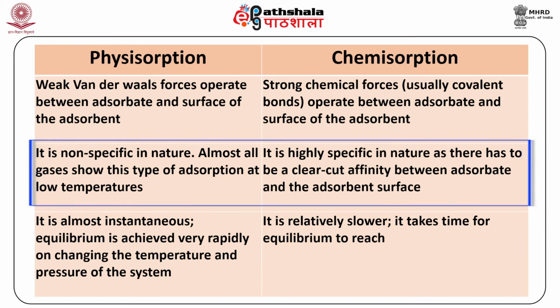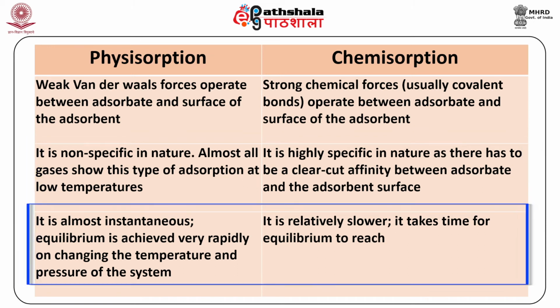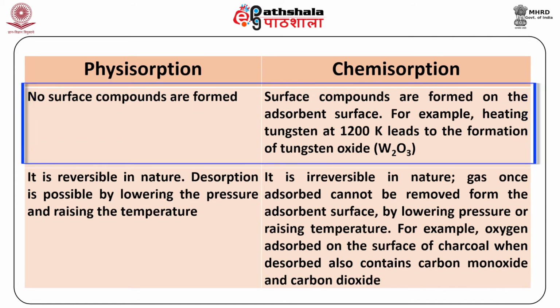Number 3. Physisorption is almost instantaneous, that is, the equilibrium is achieved very rapidly on changing the temperature and pressure of the system. On the other hand, chemisorption is relatively slower, that is, it takes time for the equilibrium to be reached. Number 4. Physisorption involves no formation of surface compounds, whereas in chemisorption, surface compounds are formed on the adsorbent surface. For example, heating tungsten at 1200 Kelvin leads to the formation of tungsten oxide.